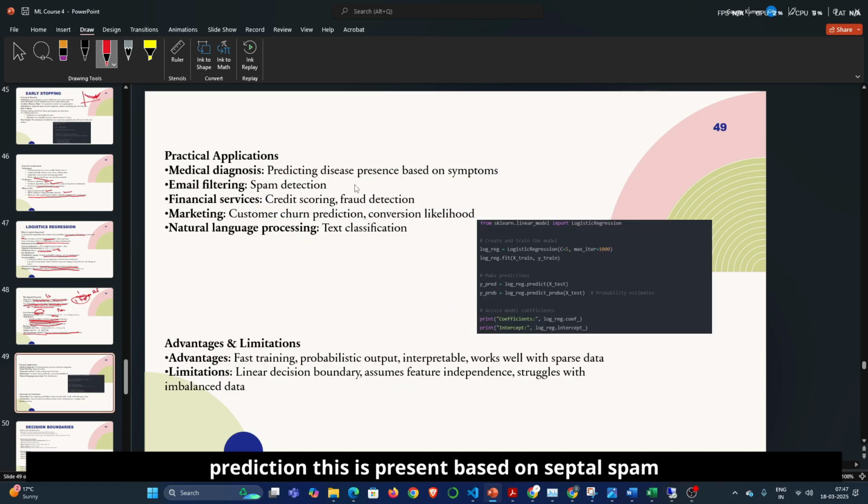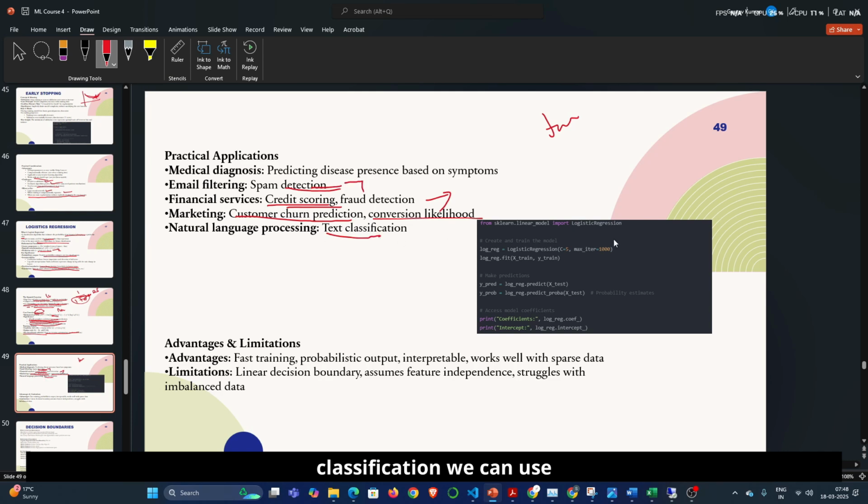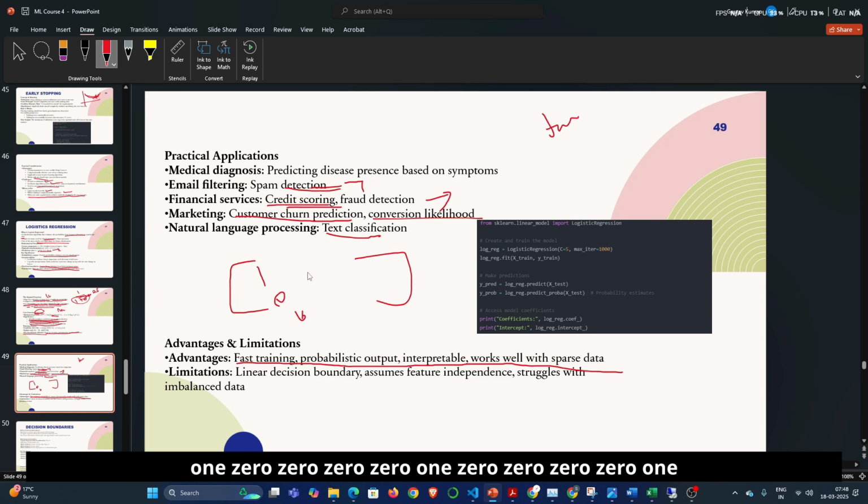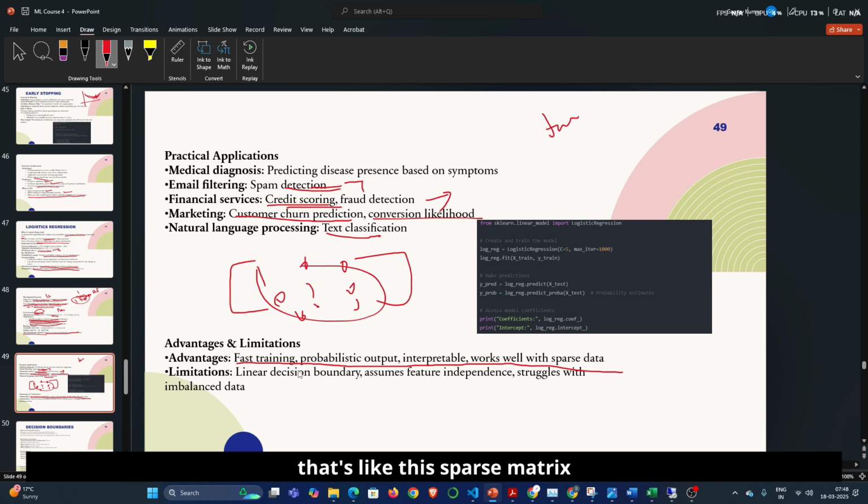Applications include predicting disease presence based on symptoms, spam detection, KYC scoring, and customer churn, where two classes will be there, whether that person will leave or not, whether it's fraud or not, spam or not. We can use it for text classification. It has fast training, probabilistic output, and works well with sparse data. Sparse data is like this: 1 0 0 0 0 1 0 0 0 1. This kind of sparse matrix works very well.